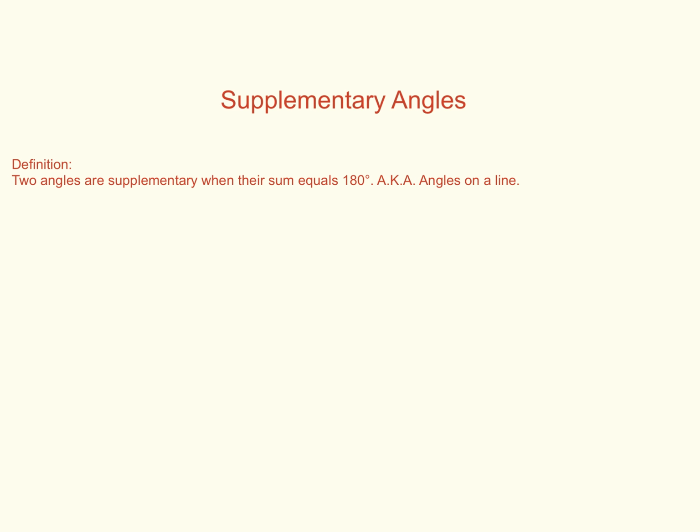Now we're going to cover supplementary angles. The definition is two angles are supplementary when their sum equals 180 degrees. Supplementary angles are also known as angles on a line. As you can tell, we have two angles, angle X and angle Y, and they are on a line. That's why they're also known as angles on a line. So all this segment is going to be equal to 180 degrees.